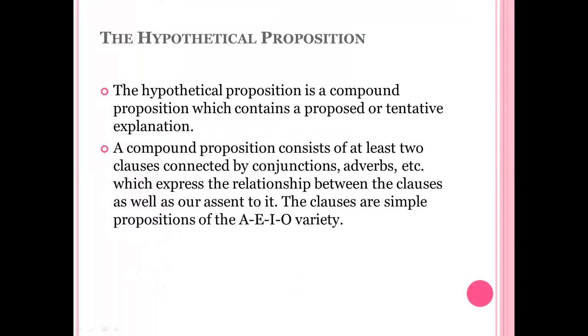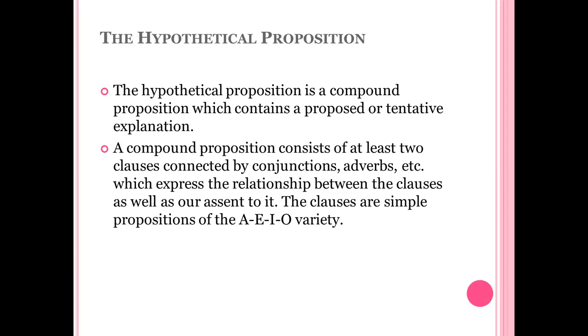So we have here the hypothetical proposition. The hypothetical proposition is a compound proposition which contains a proposed or tentative explanation. A compound proposition consists of at least two clauses connected by conjunctions, adverbs, and so on and so forth, which expresses the relationship between the clauses as well as our assent to it. So the clauses are simple propositions of the AEIO variety. Again, the AEIO variety signifies affirmative and negative proposition.